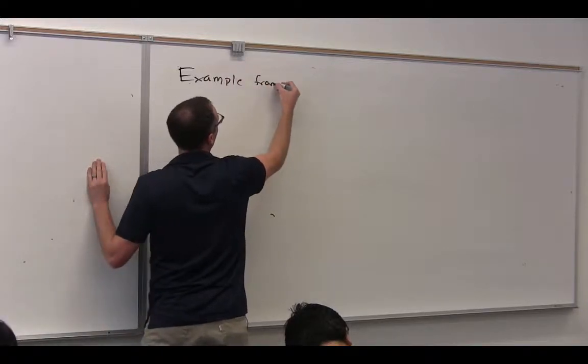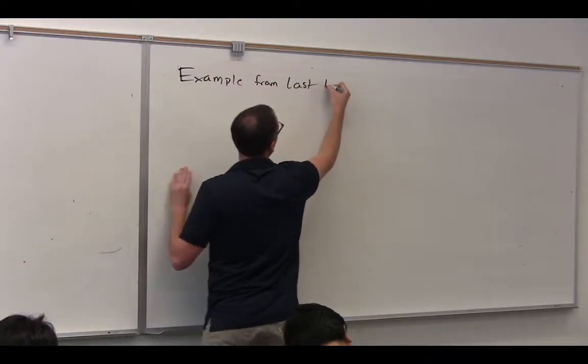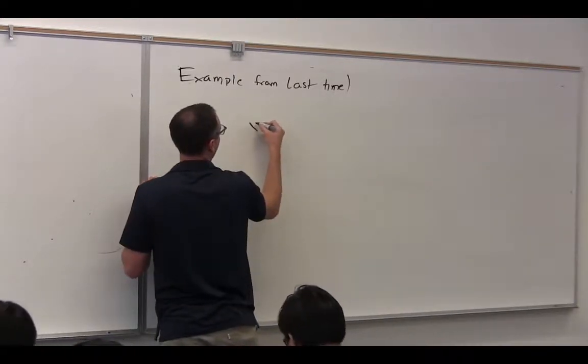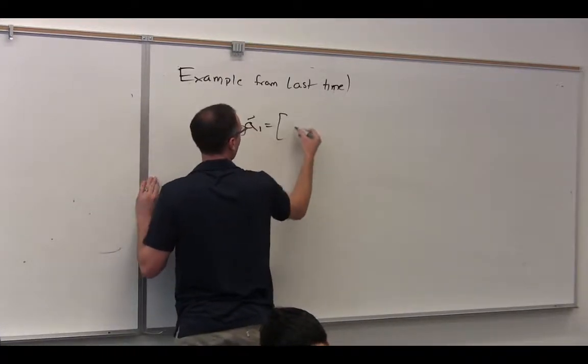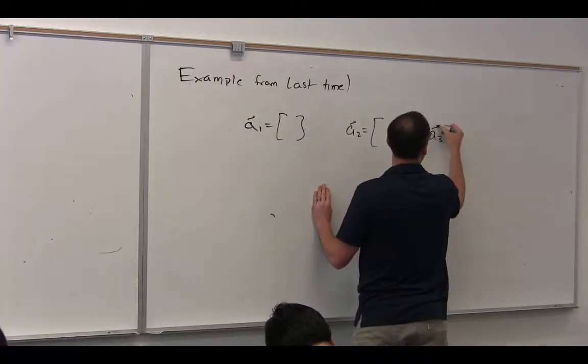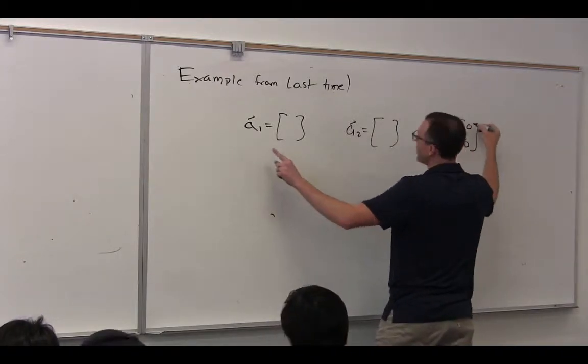Example from last time. They were all in R2. And we had something that looked like this, right? We had A1 was something, A2 was something, and A3 was 0, 0. What was it again?